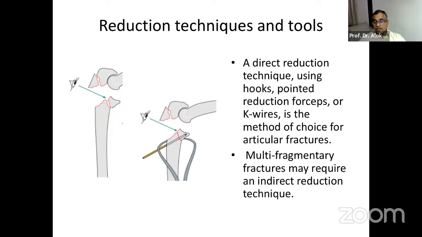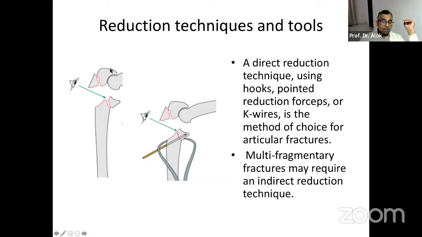So then how to get a reduction? Well, you can go for direct reduction technique using hooks, pointed reduction wires, or K wires. And this is the method of choice for articular fractures. And multi-fragmented fractures may require an indirect reduction technique.